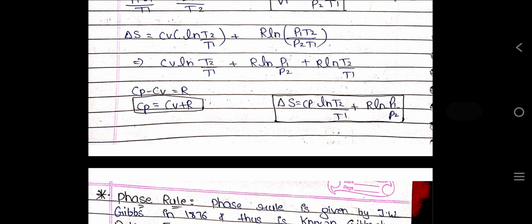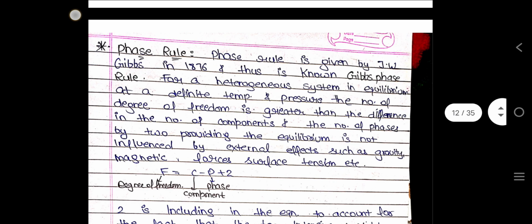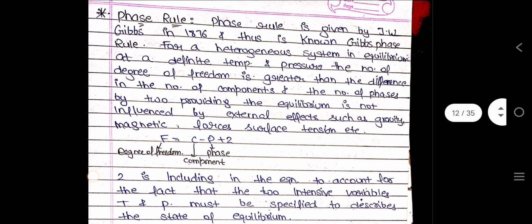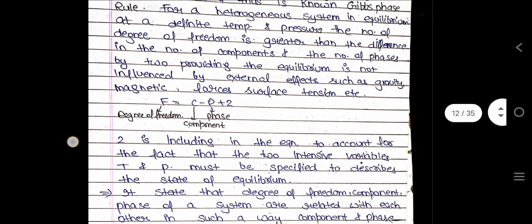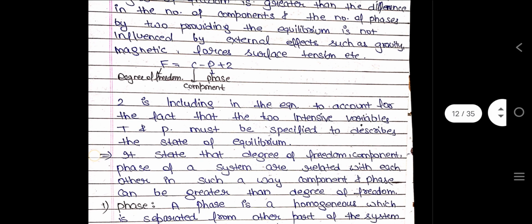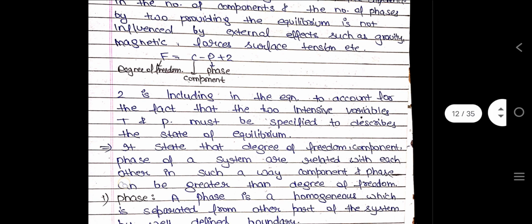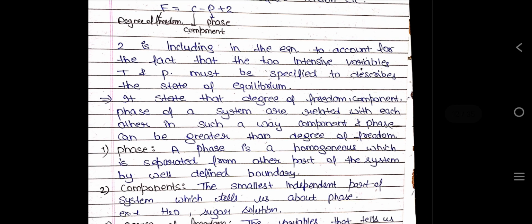Equation 6. Entropy change for an ideal gas with T and P. We have PV by T is equal to nR, so P1 V1 by T1 is equal to P2 V2 by T2, which gives V2 by V1 is equal to P1 T2 by P2 T1. Equation 7. Del S is equal to Cv ln of T2 by T1 plus R ln of P1 T2 by P2 T1, which is Cv ln T2 by T1 plus R ln P1 by P2 plus R ln T2 by T1. Del S is equal to Cp ln of T2 by T1 plus R ln of P1 by P2.